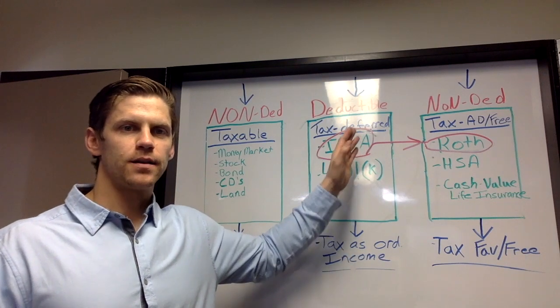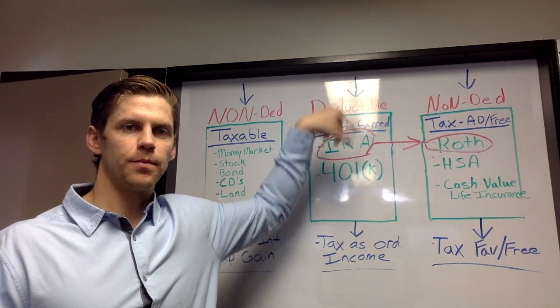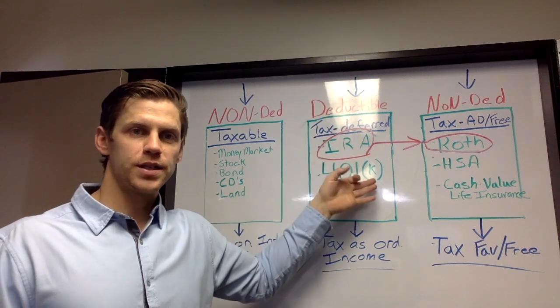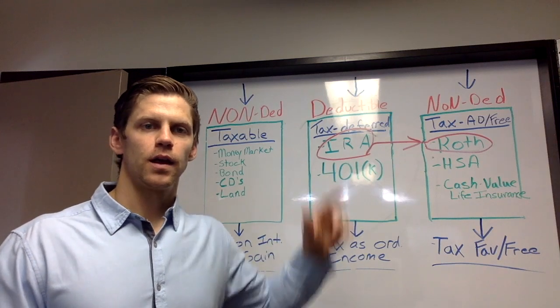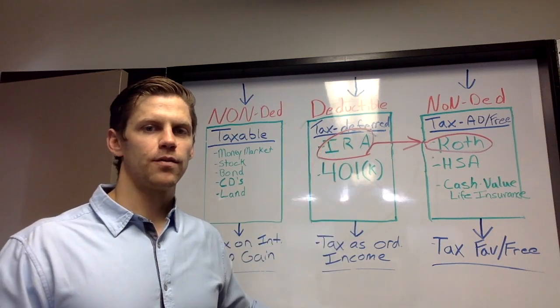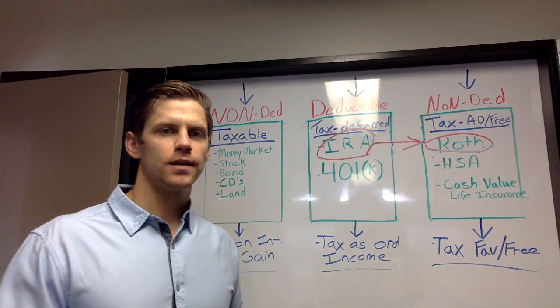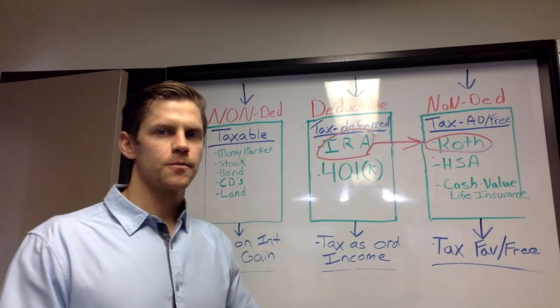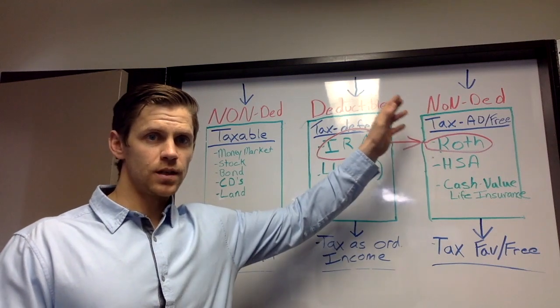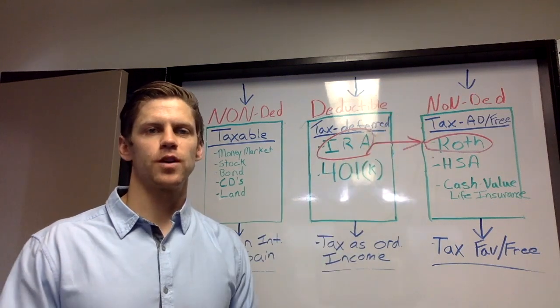The second bucket is going to be our tax-deferred bucket. Money that goes in is pre-tax. This is going to be things like your IRA and your 401k. It goes in pre-tax. However, when that money comes out, it's taxed as ordinary income. Keep that in mind.